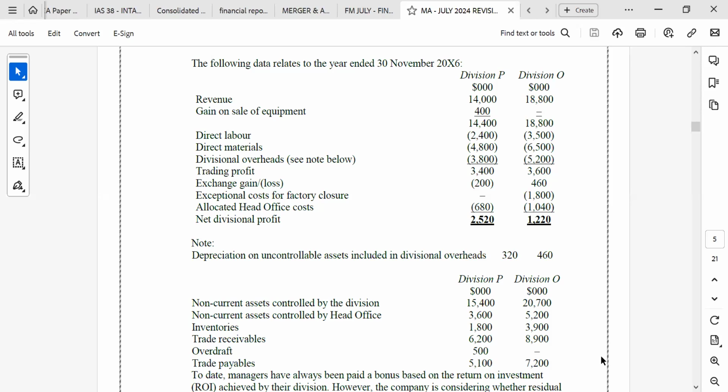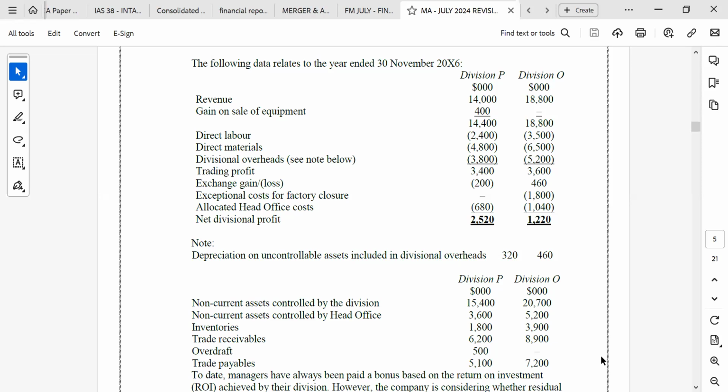So we count to exchange gain. Exchange gain, the question says that we have been trading with what? With overseas customers, isn't it? It is not the head office that is telling us that we should trade with those people. It's the division itself that is trading with those people. So the exchange gain will be there.